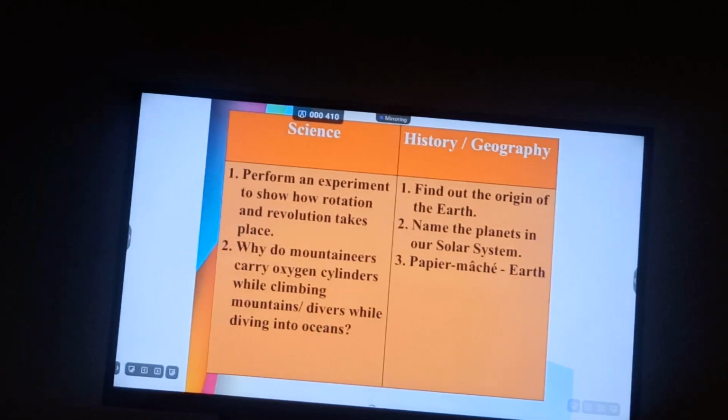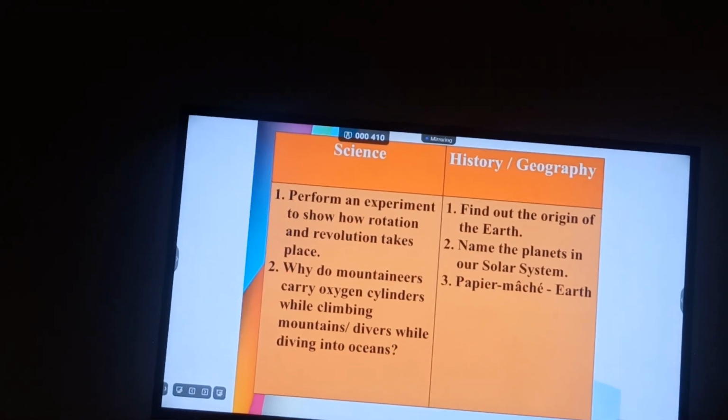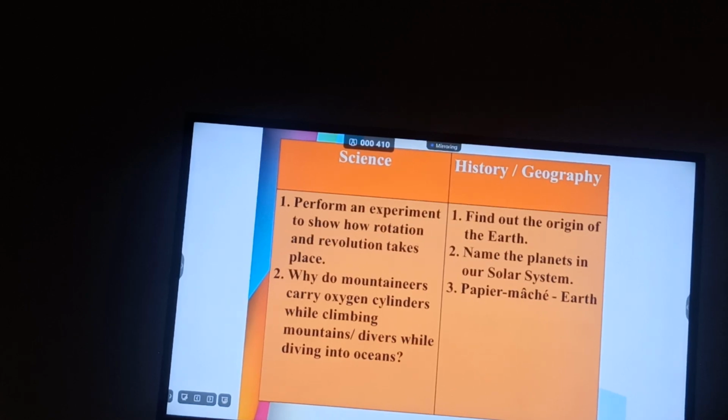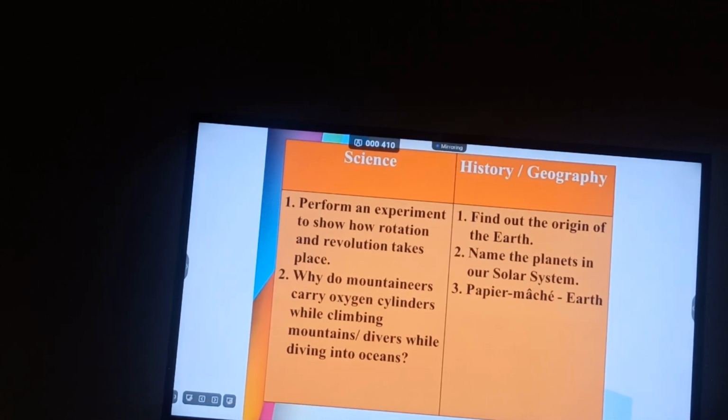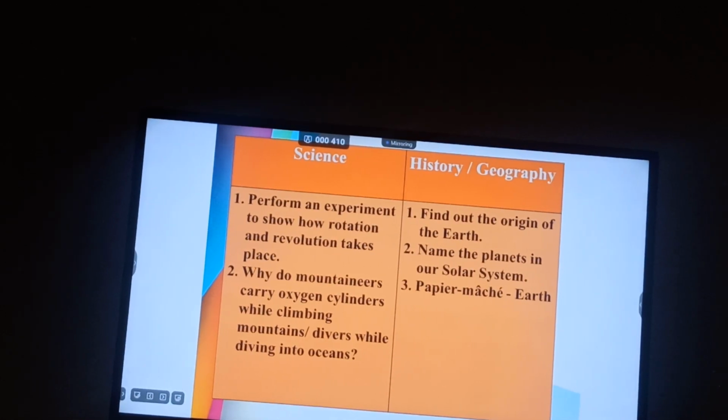Then, why do mountaineers carry oxygen cylinders while climbing mountains, and divers also carry oxygen cylinders while going deep down in the oceans? Why is it like that? You go up also, you need oxygen. You go down also. Is it about the depth of the earth, the height, the altitude, the climate?